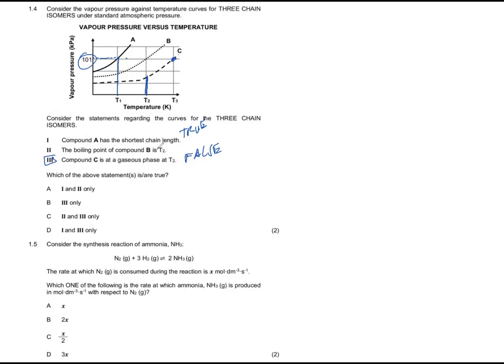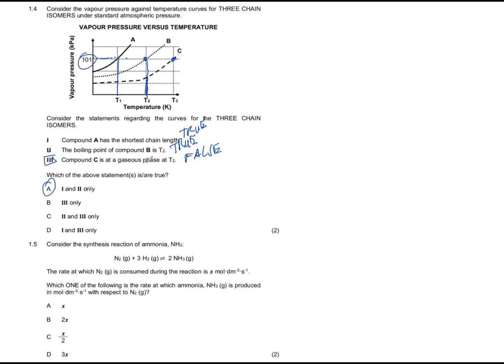Then the boiling point of compound B is at T2. So at that point, that's where we have the boiling point. So this is also true, right? So we are looking for an option that is number 1 and 2. As we can see here, that's A, Roman figure 1 and 2 only. These are the only true statements here.